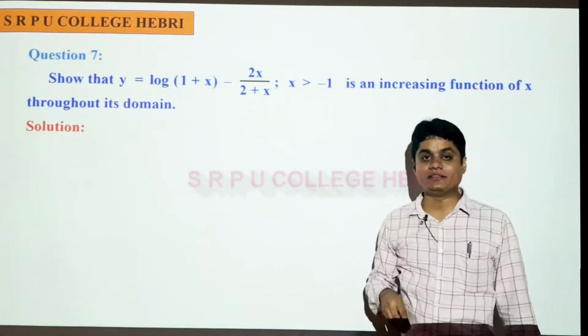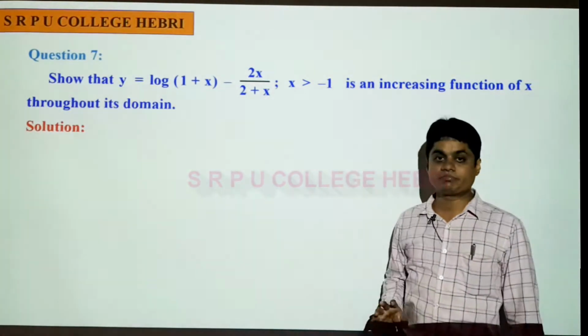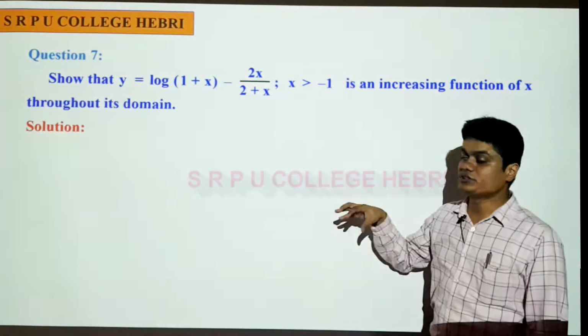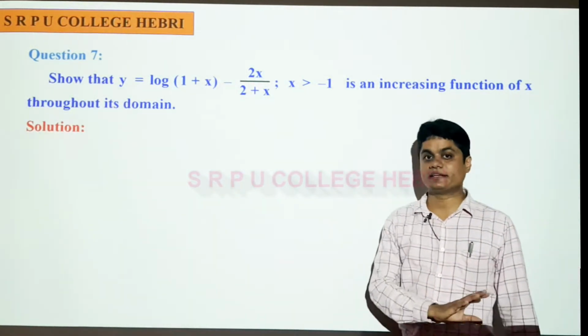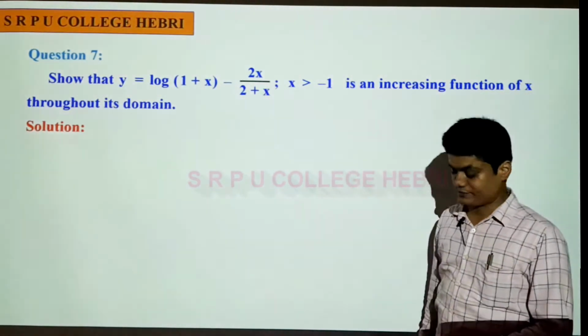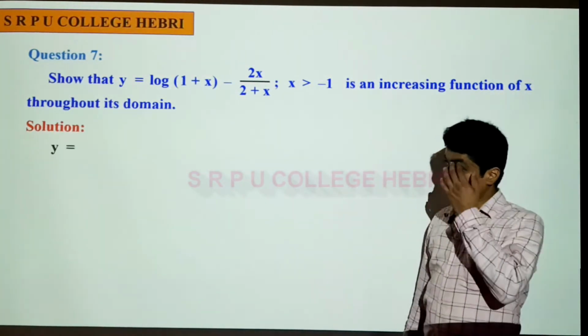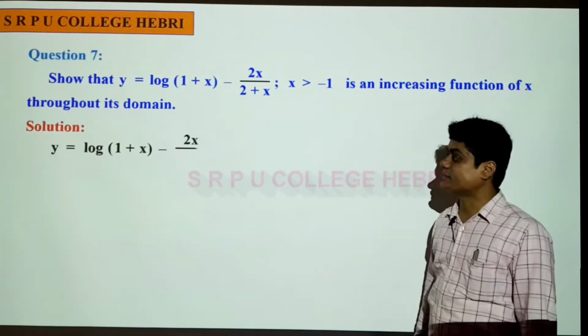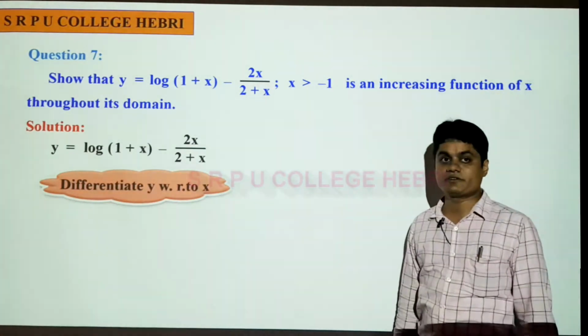So again, in this particular problem, the differentiation part and simplification part is difficult. Using the concepts of increasing, decreasing, it's not at all difficult. Observe carefully. Consider the function y is equal to log of 1 plus x minus 2x by 2 plus x. Differentiate y with respect to x.